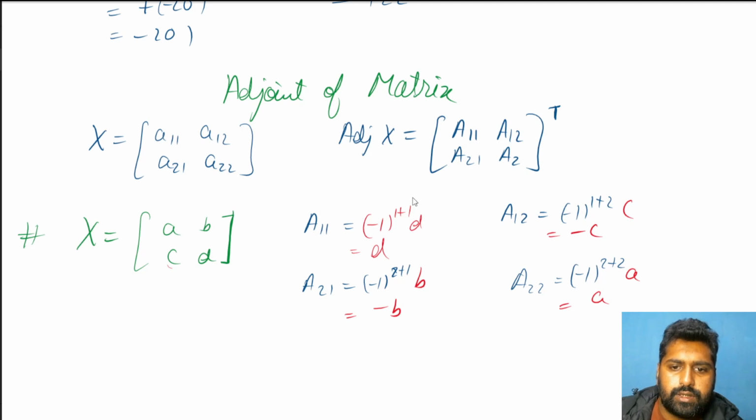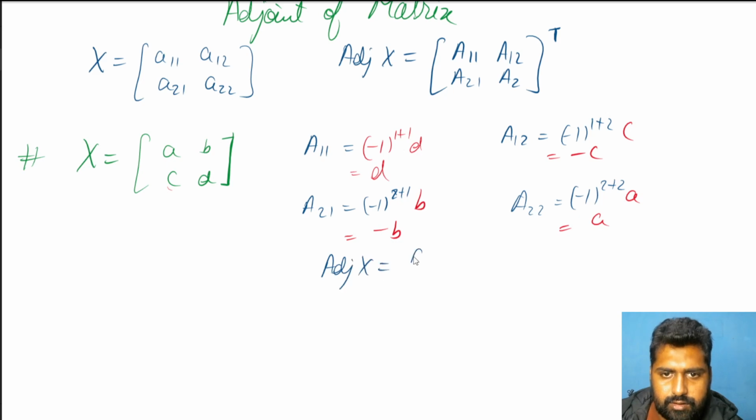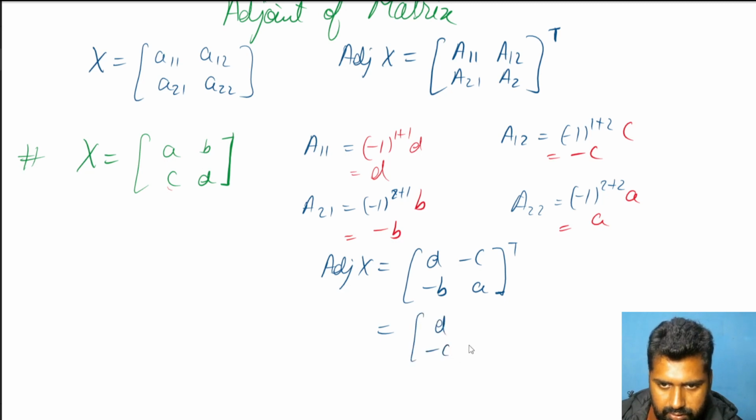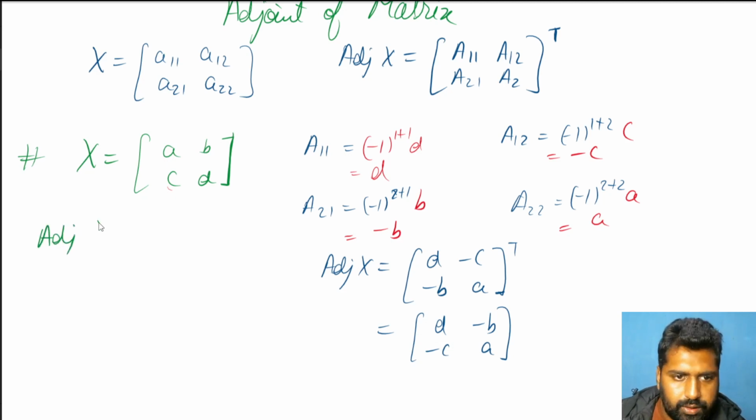Let's arrange it in our matrix first of all. So if we arrange this in a matrix, adjoint of X, we get D, minus C, minus B, A. And what do we have to do? We have to do transpose of it. So row becomes column. So first row becomes first column, second row becomes second column. So finally your adjoint A, this is the whole working. Now what you have to remember, adjoint A is directly D, minus B, minus C, A.